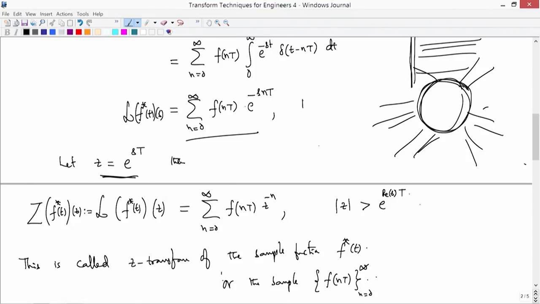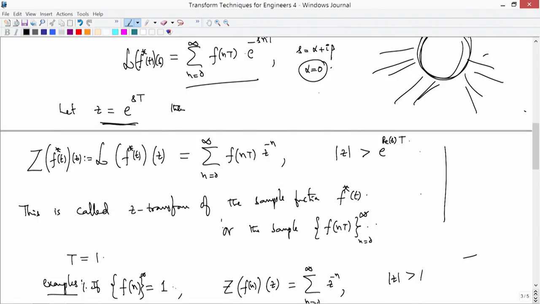So s is a complex variable, s equal to alpha plus i beta, for example. It's a complex plane. Alpha is either positive or negative or zero. If alpha equal to zero, this is the alpha line, this is the beta line, and alpha plus i beta is your s complex plane.